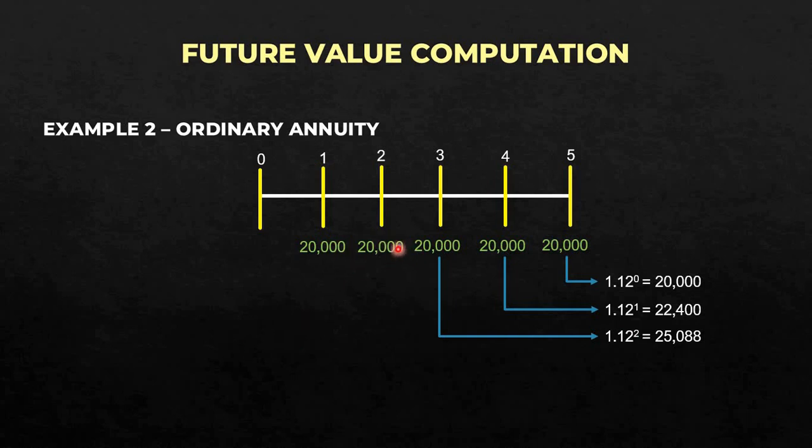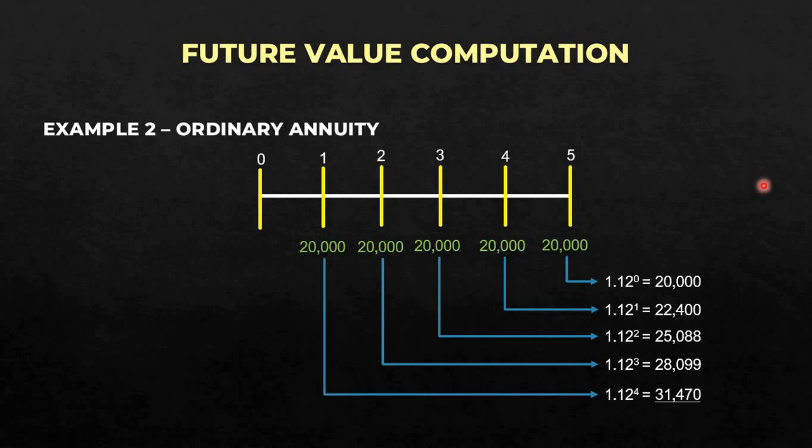Then, etong 20,000 na ilalabas natin sa second year, ito ay dadaan ng tatlong compounding period bago makarating ng fifth year. Kaya ang ating exponent dyan is positive 3, at ang sagot dyan is 28,099, which is computed as 20,000 multiplied by 1.12 raised to positive 3. Tapos, yung unang-unang 20,000 na ilalabas, at the end of first year, dadaan siya ng apat na compounding period, kaya ang kanyang exponent is 4. Ang sagot dyan is 31,470 pesos, computed as 20,000 multiplied by 1.12 raised to positive 4.